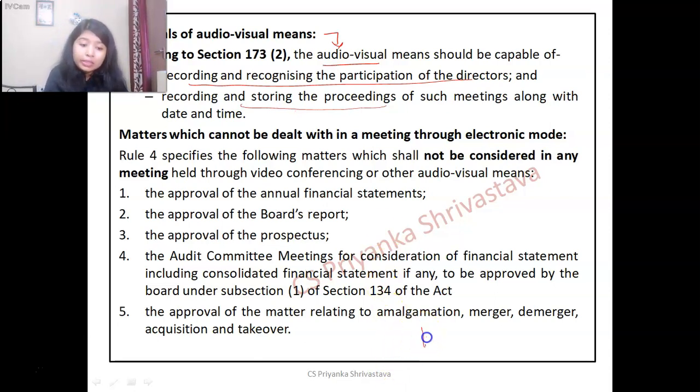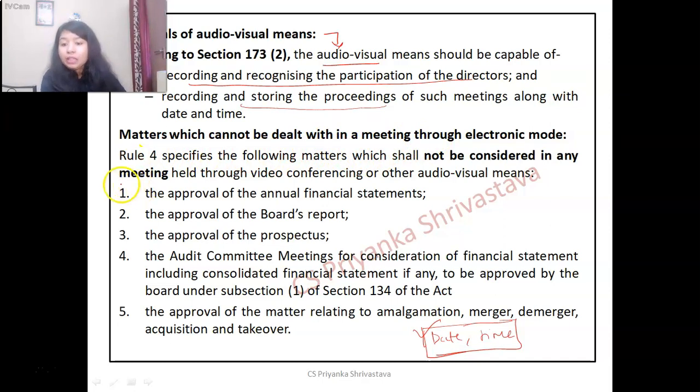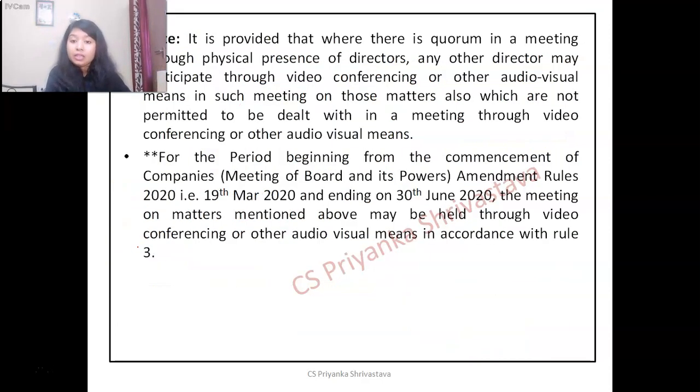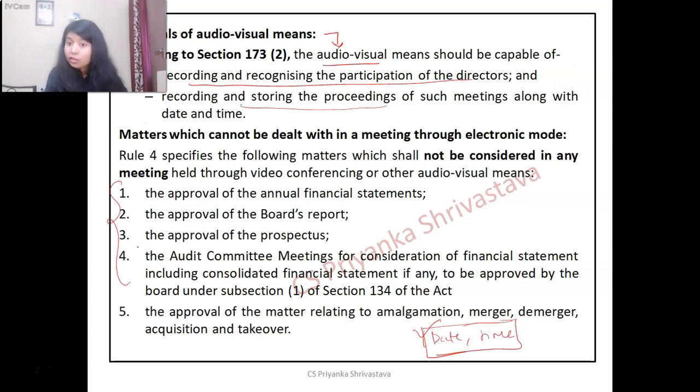So you can see that normally the video has the date stamp and time stamp on it. So we need to have a recording facility in that way where the date and time is visible. Now, matters which cannot be dealt with in a meeting through electronic mode. So it says these following matters cannot be dealt with through video conferencing or electronic mode. And again there is some change in this because of the COVID-19 situation. So we're going to see that also.